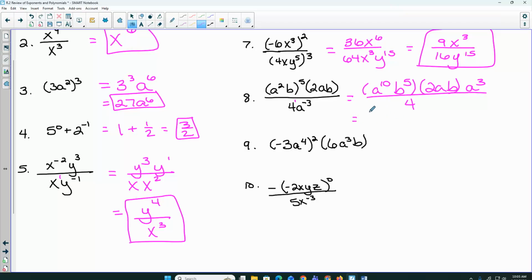So when I combine everything on the top, I have a 2, a to the, we have 10, 1, and 3, 14, b to the 5 and 1, b 6, my 4 on the bottom, so if I reduce, we get a to the 14, b to the 6, divided by 2. That one had a few more steps to it. Does that make sense?